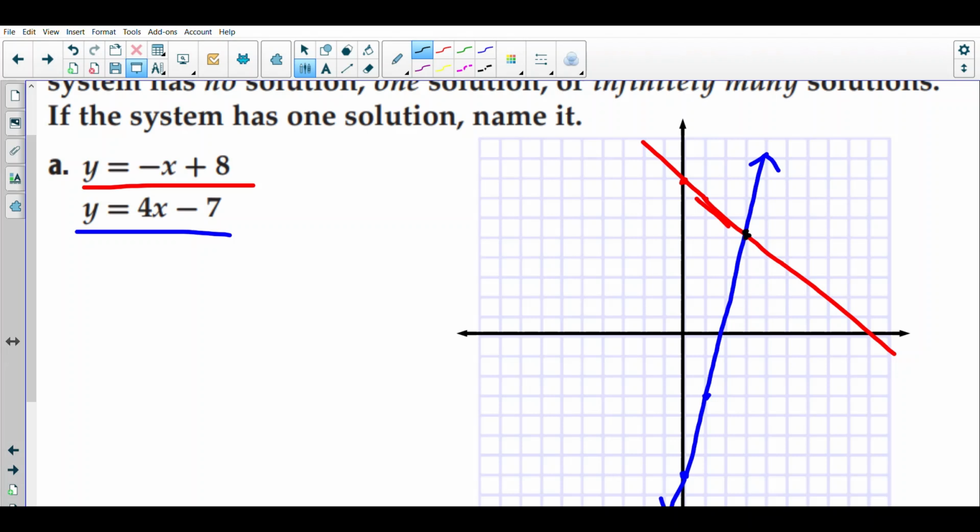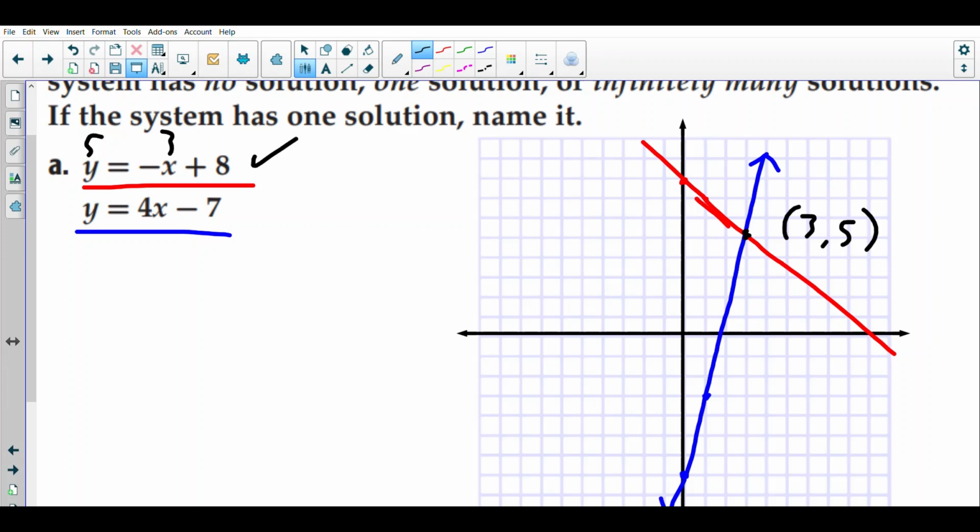So if we were to graph that, we could see it is 3, 5. And we can test it out. We can plug them in. So we get 5, 3. So 5 equals negative 3 plus 8. Negative 3 plus 8 is 5. So that one checks out.